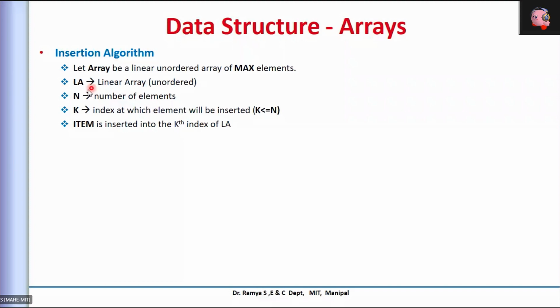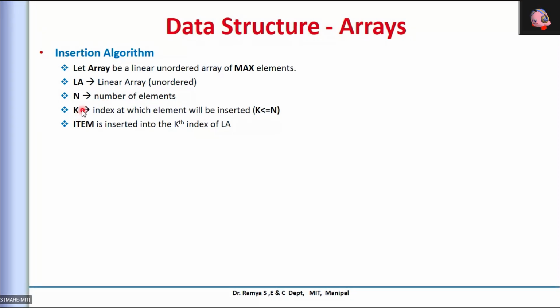What is this insertion algorithm going to do? We require to find out. See this: let the array be a linear unordered array. Unordered means the elements which we have kept need not be sorted; it is not required to sort. You have some maximum number of elements, MAX, which is the value of what you want to store. The name of the array, let it be LA, a linear array. Now what is n in this? Number of elements. So what is this k?